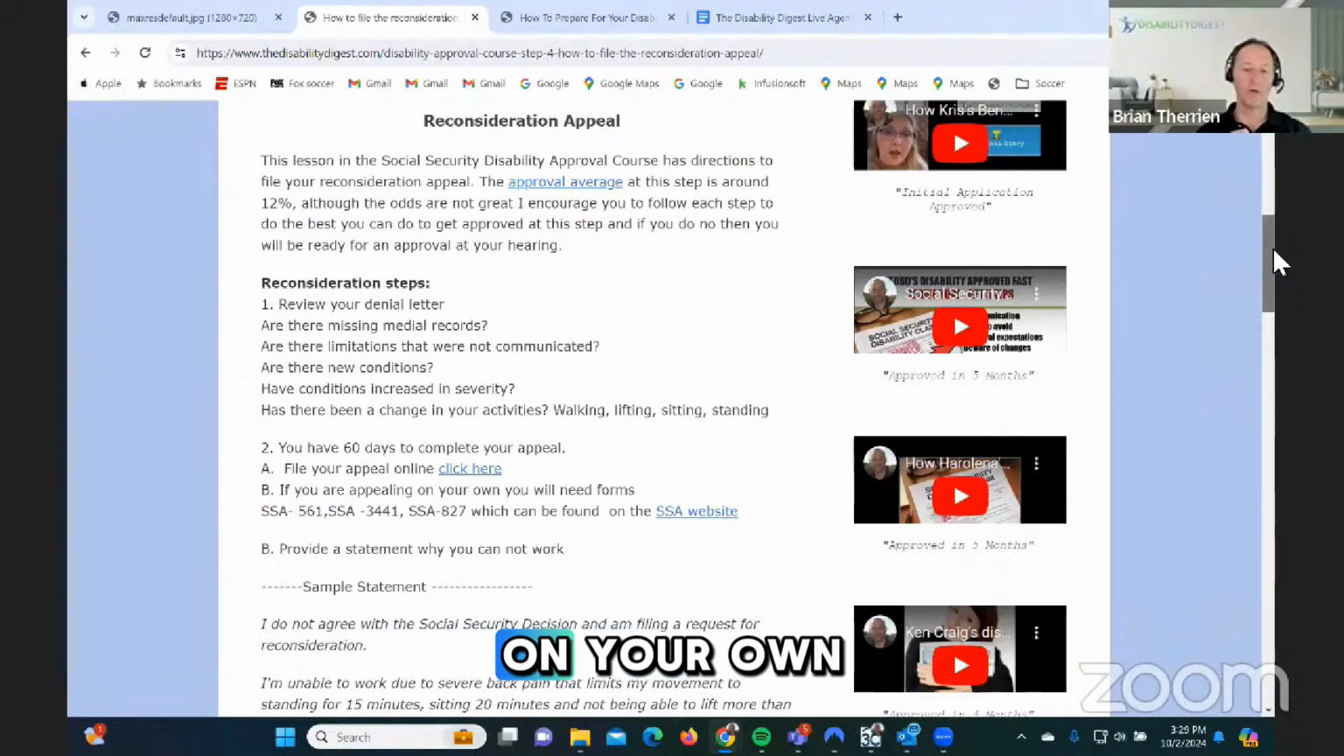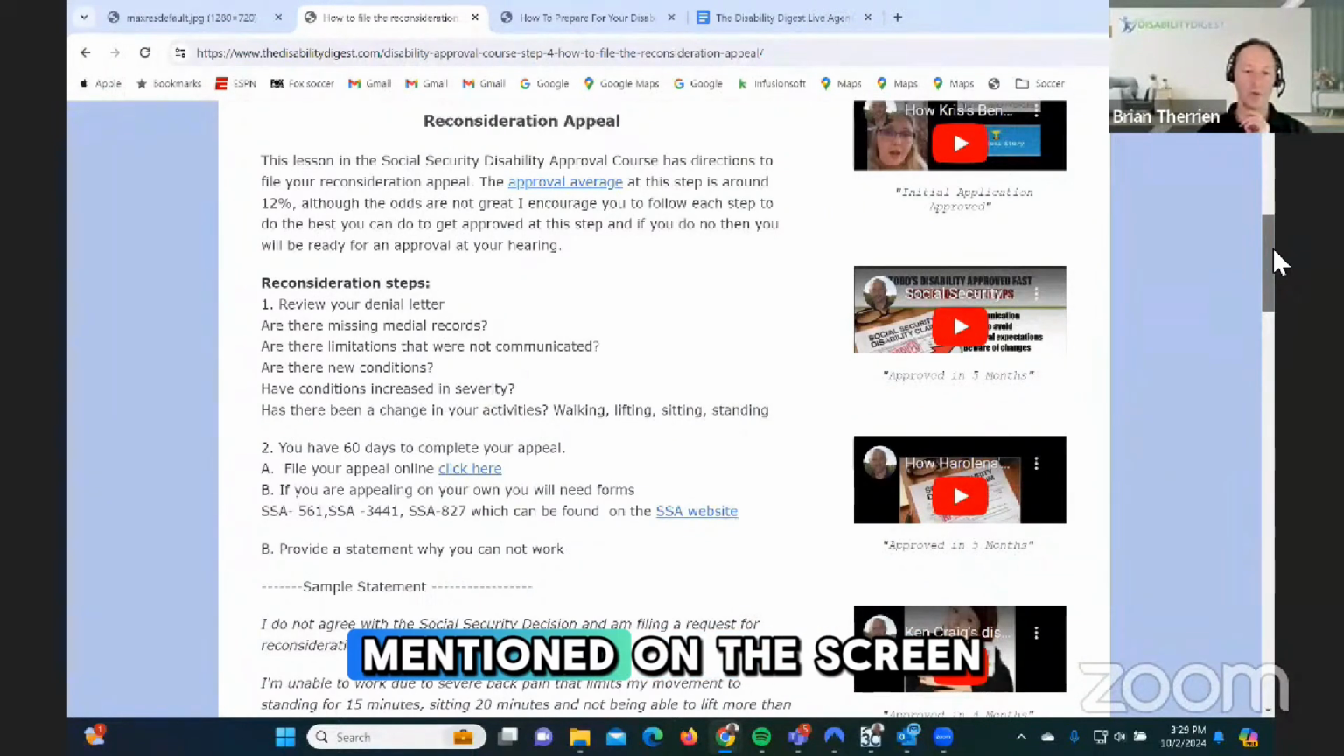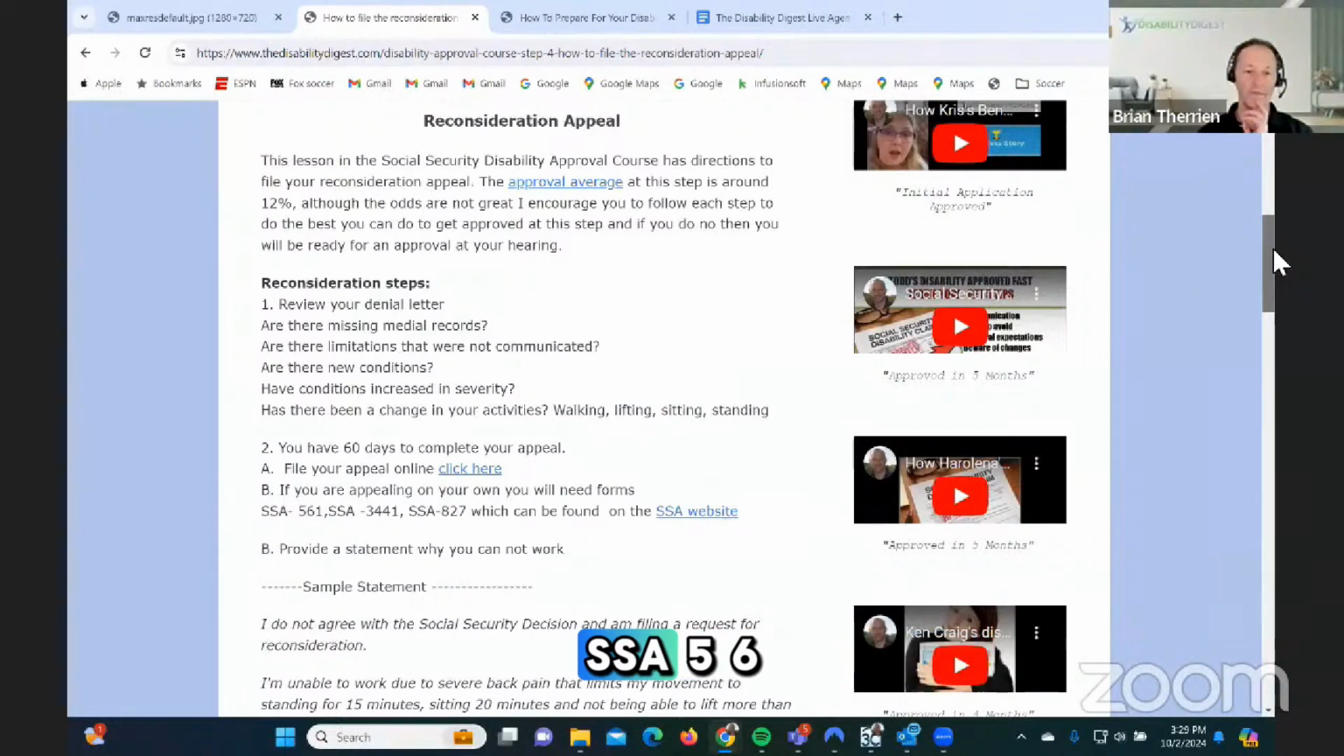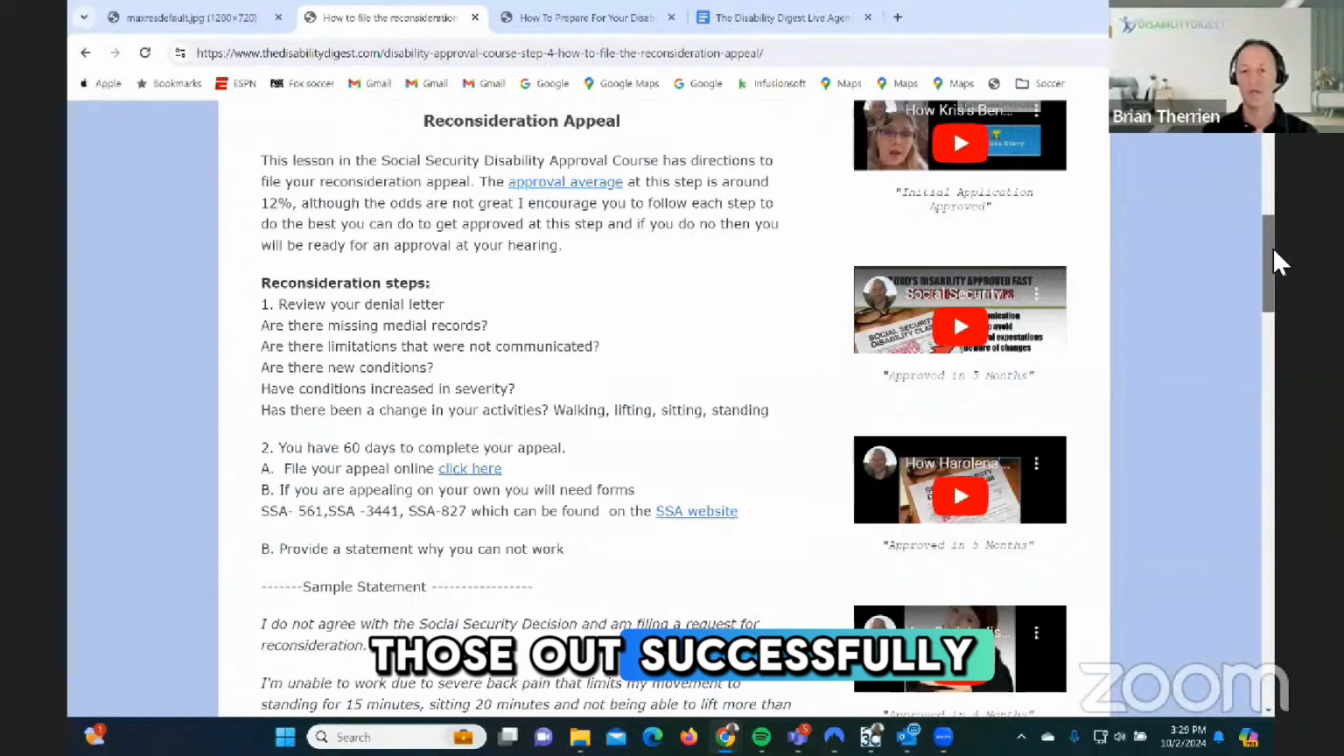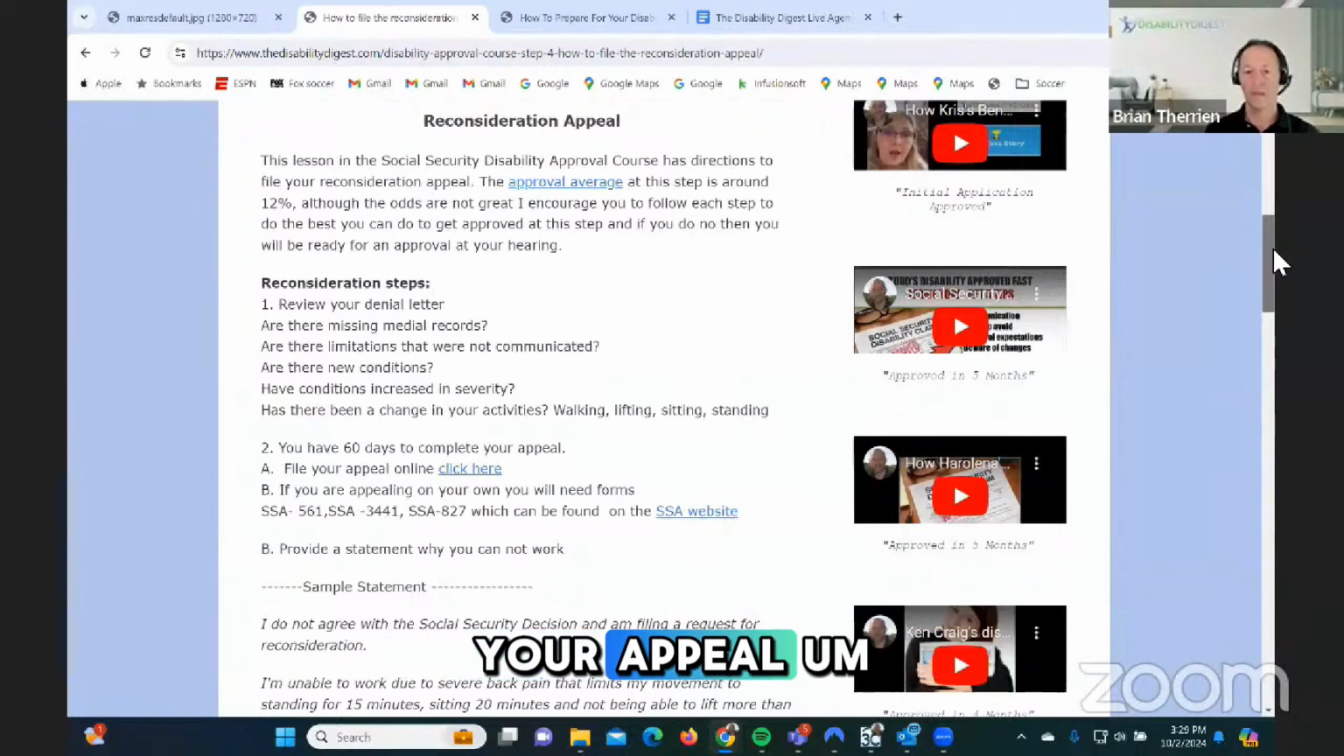If you're appealing it on your own, you're going to need the forms that are mentioned on the screen, SSA 561, 3441, and Form 827. They're all public forms that you can find out there on the internet. You need to fill those out successfully and get those in your appeal.